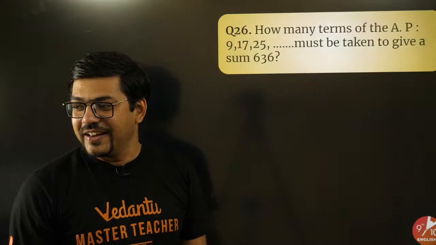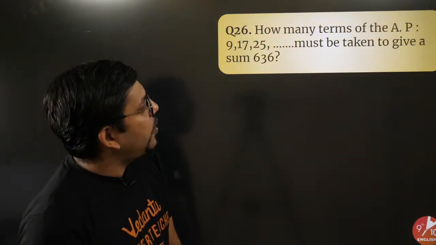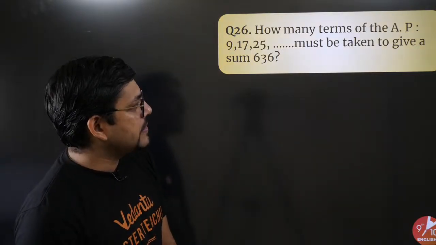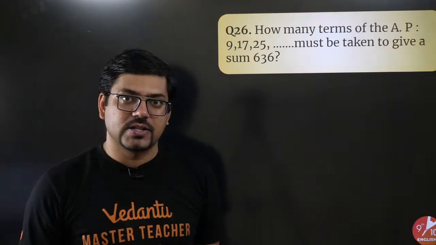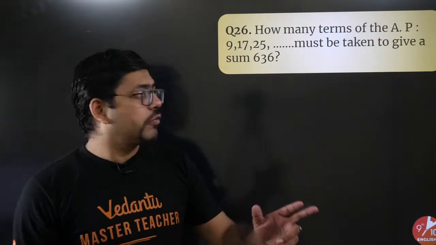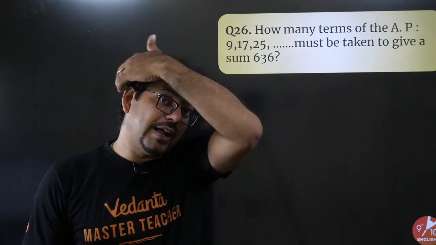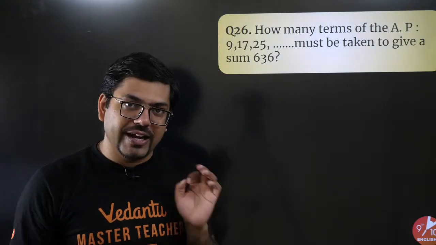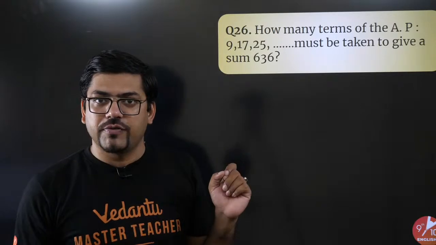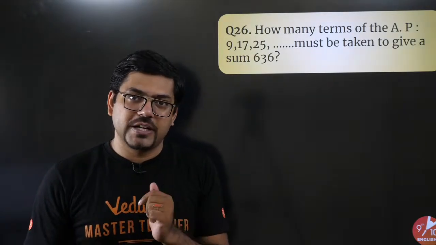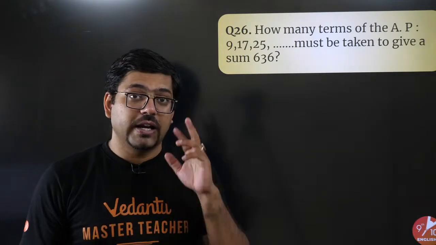Okay, anyways, next question. How many terms of the AP 9, 17, 25 ... must be taken to give a sum of 636? Very simple again. You have to find how many number of terms, means the value of n has to be found. You'll just apply the sum of n terms formula. Sn is equal to 636. You know the formula, n by 2 into 2a plus n minus 1 into d. You'll find the value of n. You'll get a quadratic equation in n.